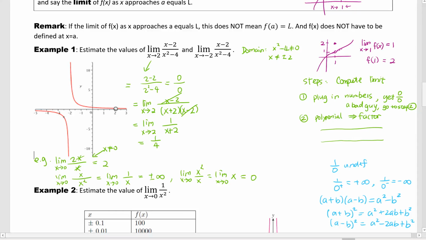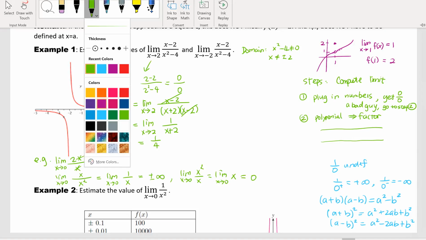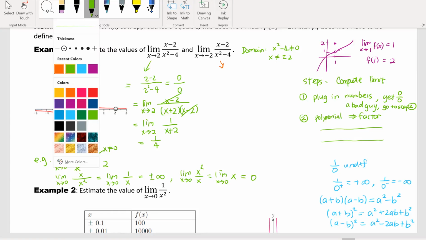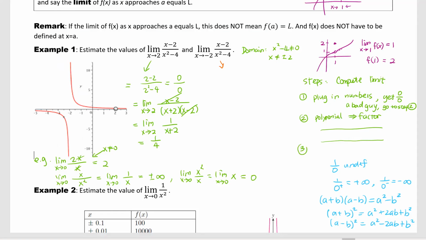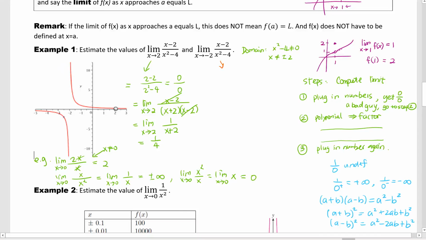And how about the second limit? Let me use a different color because there's a lot of green color, I want to make a difference. Okay, so I forgot to say, the second step after we cancel the bad guy, then we are safe. We can plug in the numbers again. And then next.